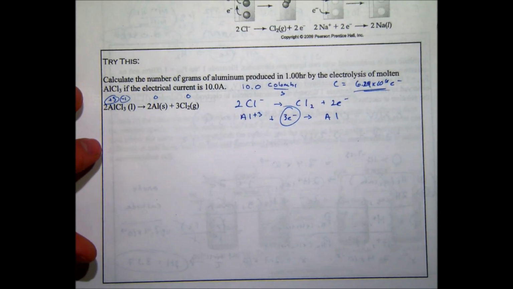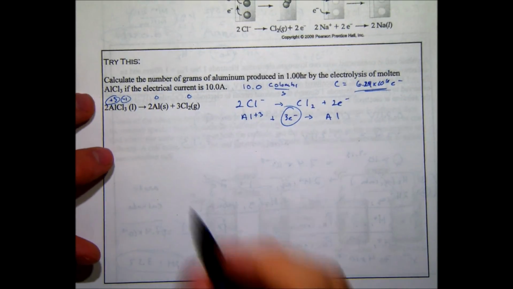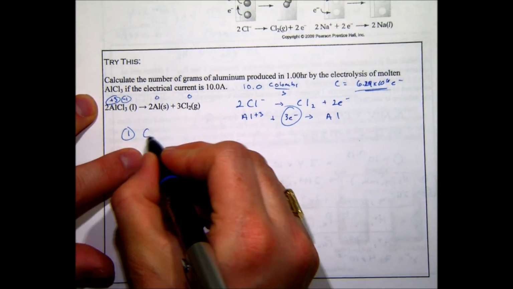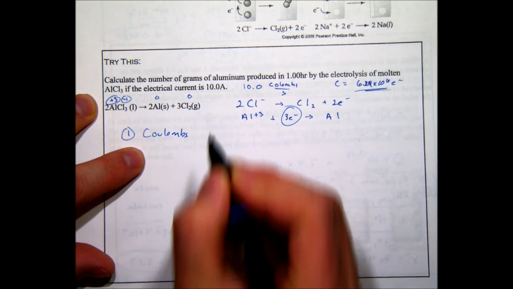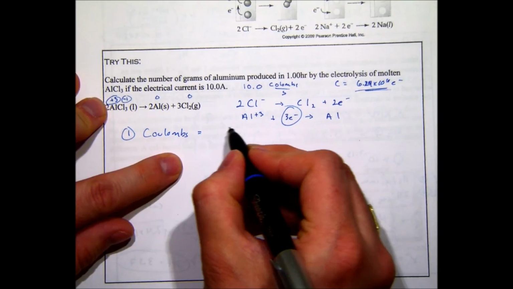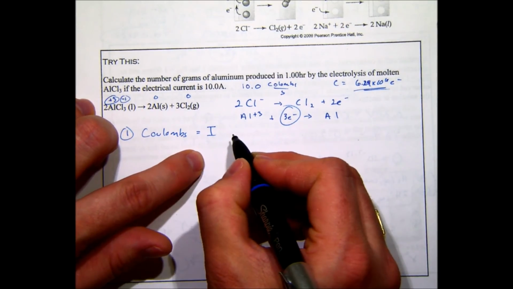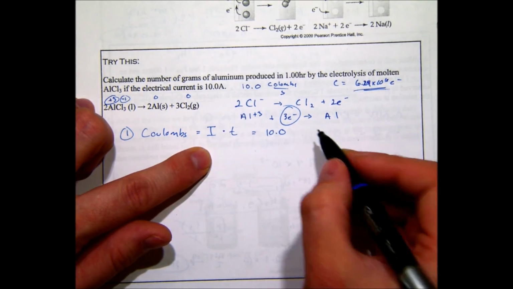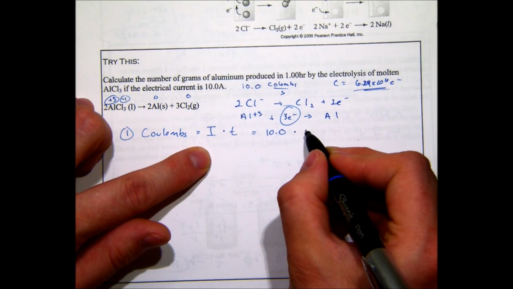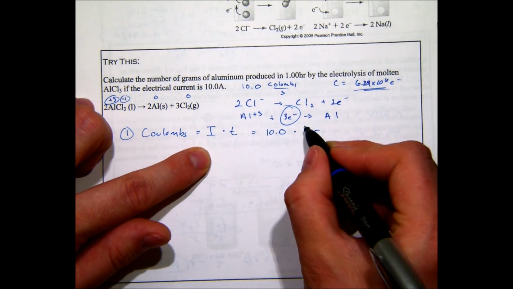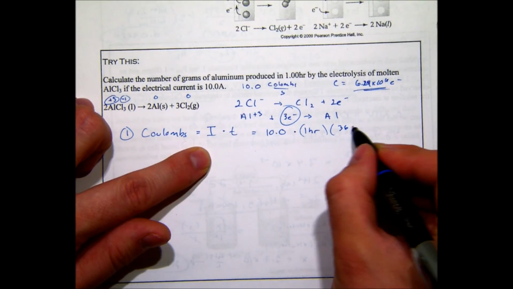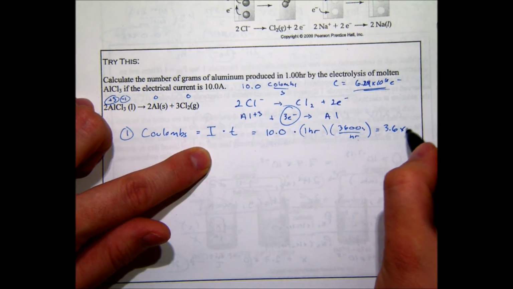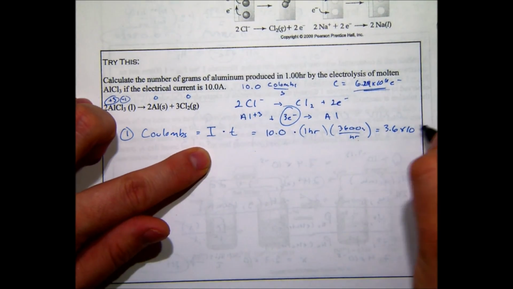So the first thing we want to do is figure out how many coulombs of electrons we have. So the number of coulombs, which is just a packet of electrons, is equal to the electrical current, symbolized by the capital letter I, times t. So that's equal to 10 amperes, so 10 coulombs per second, times 1 hour, times 3600 seconds per hour. So that's equal to 3.6 times 10 to the 4 coulombs.